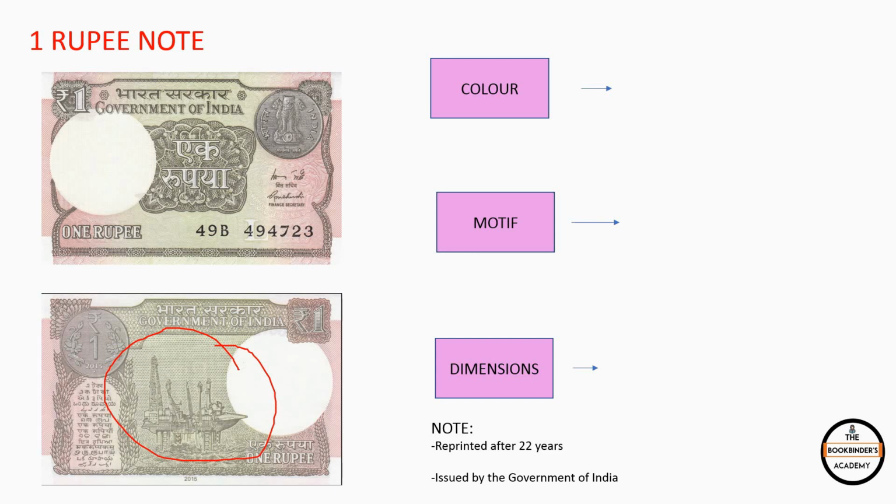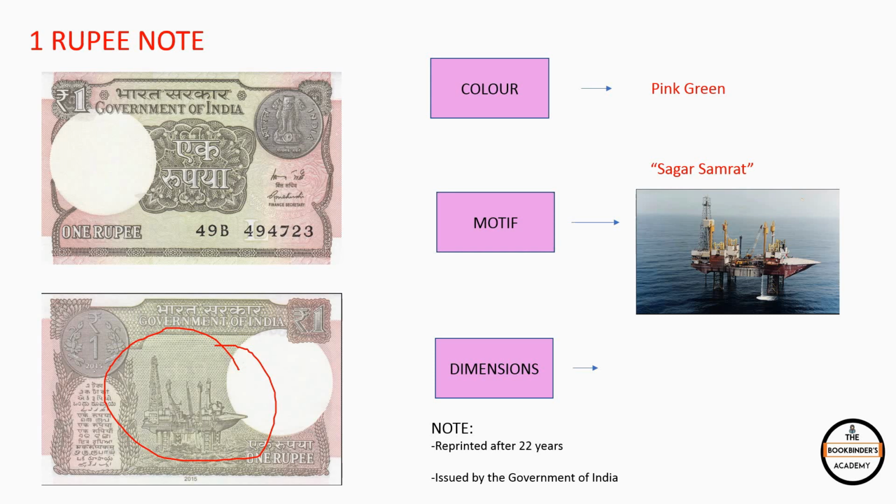Now let's begin with the rupee 1 note. The color of the rupee 1 note is pink green. The motif or the image is Sagar Samrat. Sagar Samrat, we have the picture here. Now Sagar Samrat is basically an oil exploration rig that is situated right at the coast of Mumbai. And the dimension is 9.7 into 6.3 centimeters.